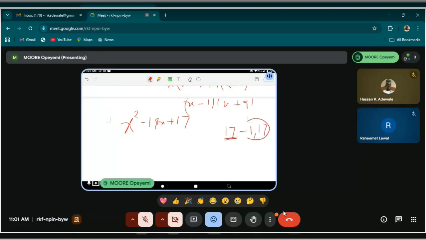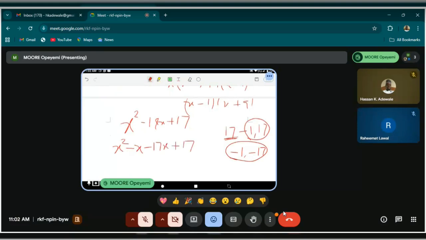So how do we combine 1 and 17 and it will give us minus 18, and when we multiply, it will give us plus 17? That is minus 1 minus 17. So meaning that minus 1 minus 17 will replace minus 18x. So you now put this in the middle. That will be x squared minus 1x. I did not put the 1 here because the coefficient of a letter standing alone is 1. Then I have minus 17x.